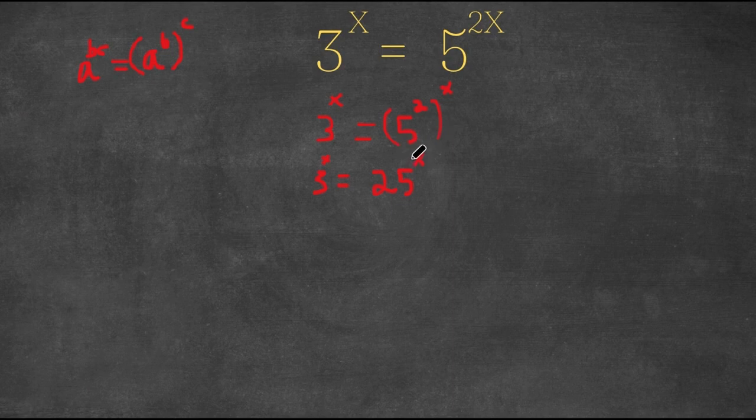Now what we're going to do is divide by 25 to the power of x on both sides. So we're going to divide this by 25 to the power of x. And remember, what we do on one side, we do on the other side. So we're going to divide this side by 25 to the power of x. So now we have 3 to the power of x over 25 to the power of x equals 25 to the power of x over 25 to the power of x. And remember, anything divided by itself equals 1. So these two cancel out, and this just equals 3 to the power of x over 25 to the power of x equals 1.